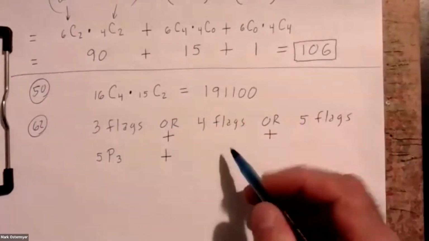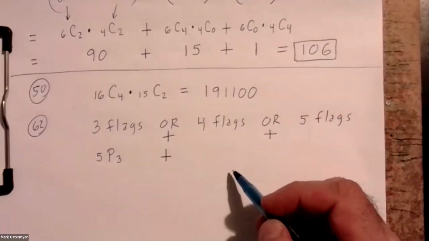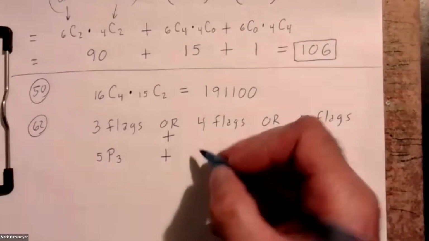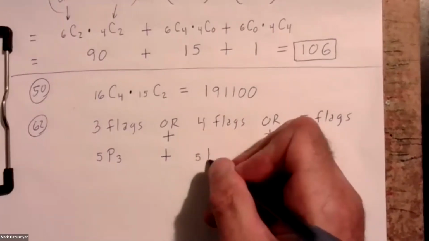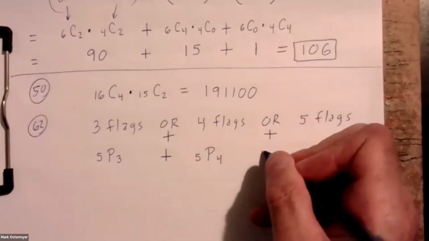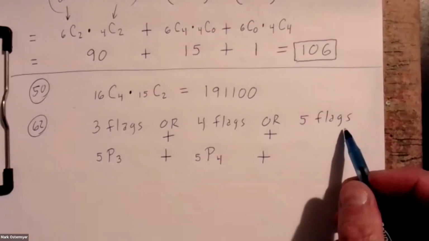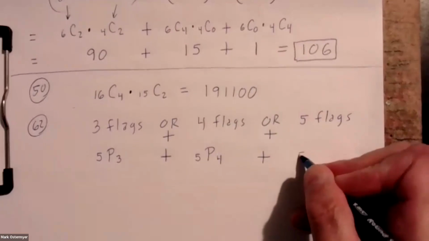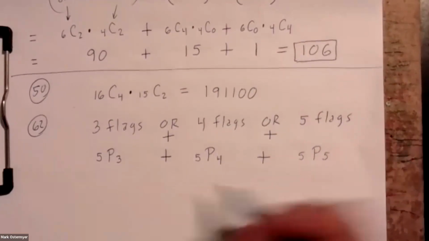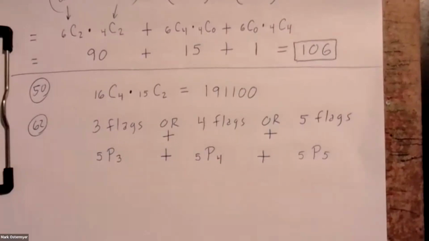Plus, we could have 4 different flags in our signal. How many ways can we, from 5 different flags, select 4 different flags if order matters? That would be 5 permuted 4 ways. Plus, if we put together a signal that has 5 different flags, choosing from 5 different flags where order matters in which we arrange them, then we would have 5 permuted 5 ways. So this is going to give you your answer when we get done with this problem. And so now we want to dial those up.